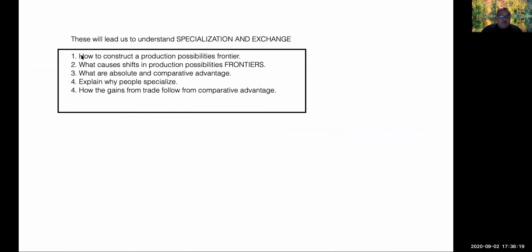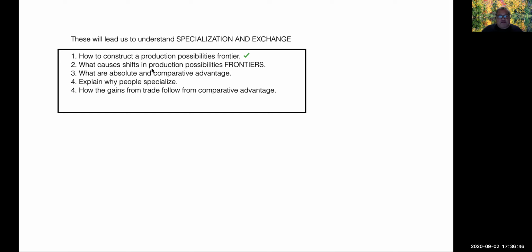So that's how we construct a production possibilities frontier. It is a graph that helps us understand our resource utilization, our scarcity based on the resources we have available, and how that scarcity plays on the opportunity cost of what we give up for what we get.